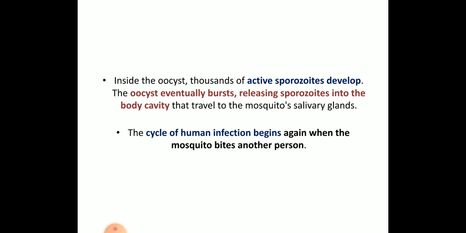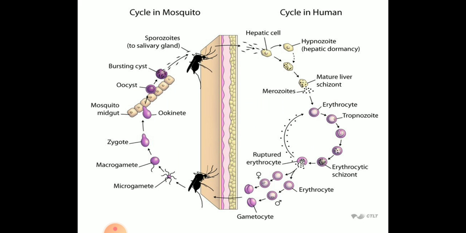Once the oocysts are formed, active sporozoites develop. The oocysts burst open and release the sporozoites, and this cycle continues again. Once the cycle of human infection begins, the mosquito bites again and the cycle continues.